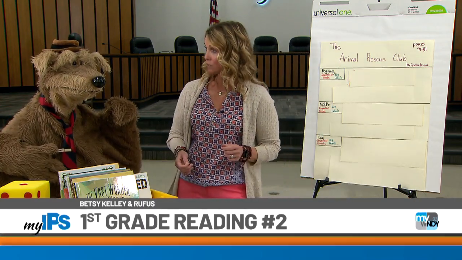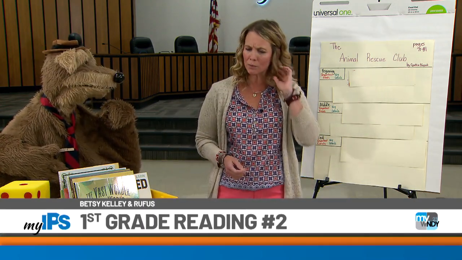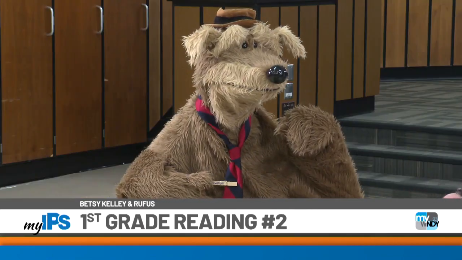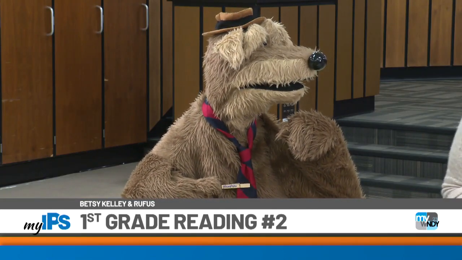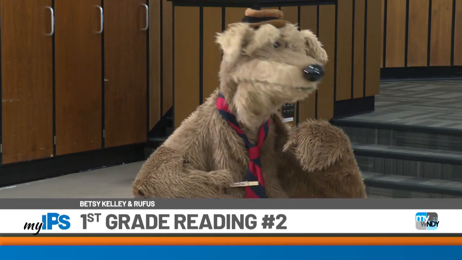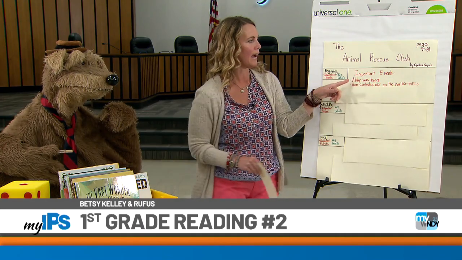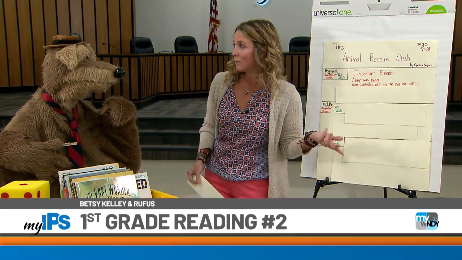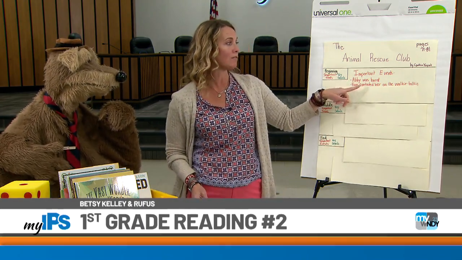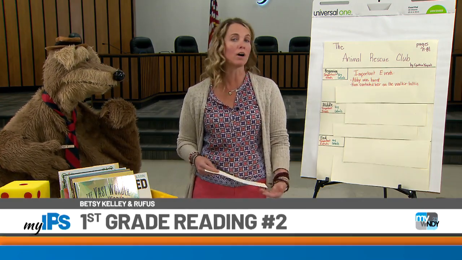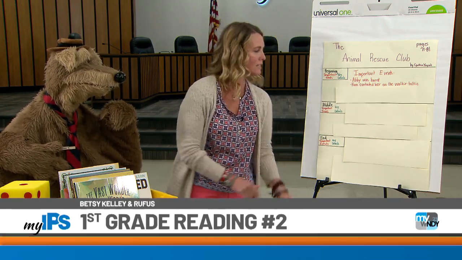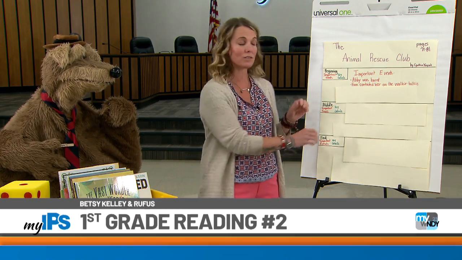Well, now again, we're going to talk about the important events and those key details. So Rufus, do you remember what happened at the beginning of the story? Abby was bored until Finn contacted her on the walkie-talkie. That's right. So I have here on our chart the important events that happened at the beginning. Abby was bored. It happens. We all get bored. But Finn from across the street contacted her on their walkie-talkie. And so let's think about those key details that go along with that.